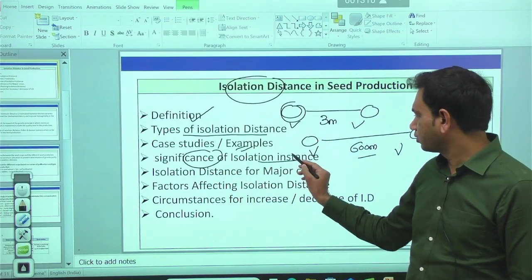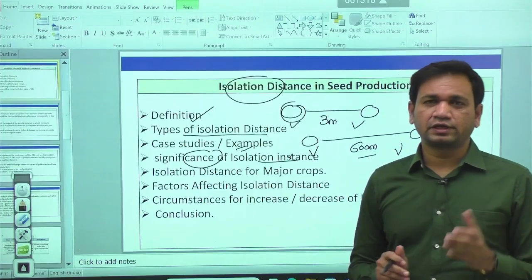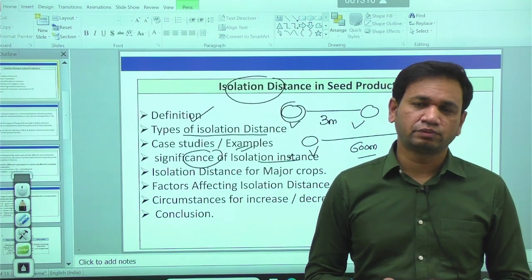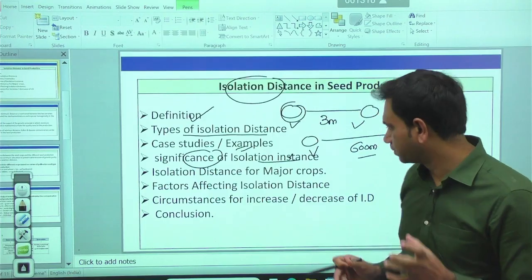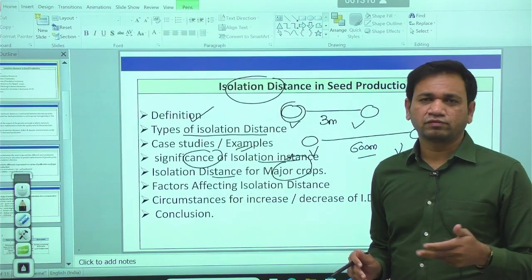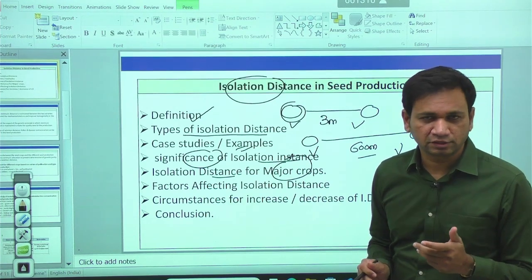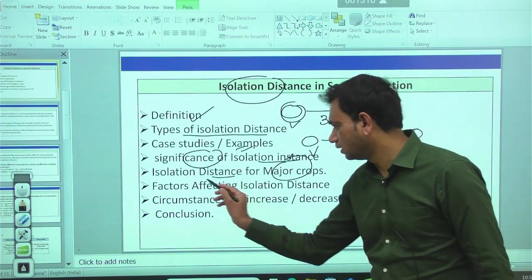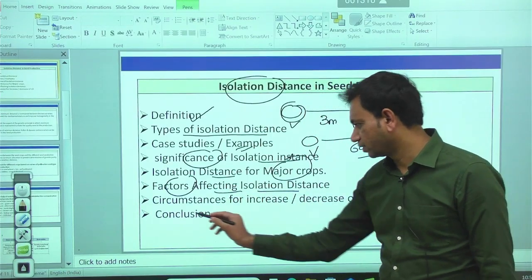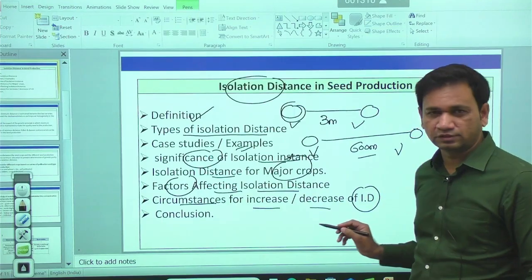With the help of isolation distance, we can minimize contamination and maximize the physical purity and genetic purity in the seed lot. Then isolation distance for the major crops. Major crops means some are self pollinated, some are cross pollinated, and some are often cross pollinated crops. Then we have the factors affecting the isolation distance. Then we have the circumstances for increasing or decreasing the isolation distance in a given condition.